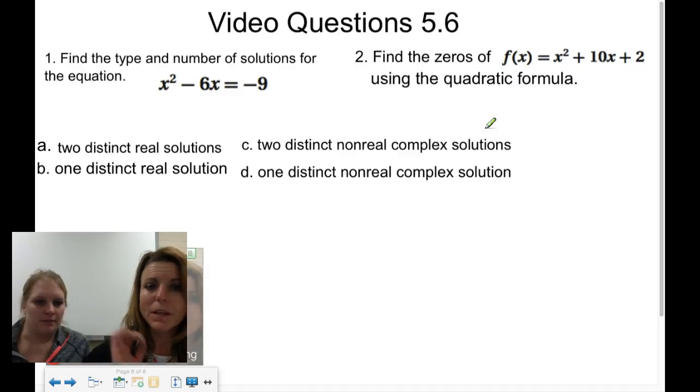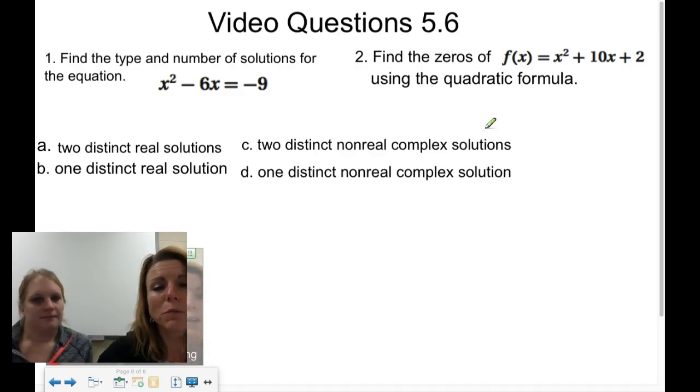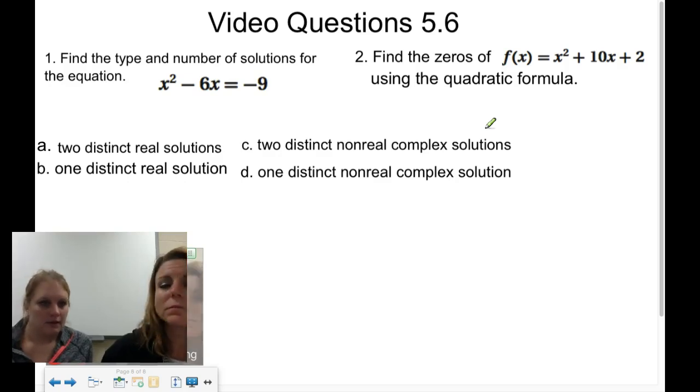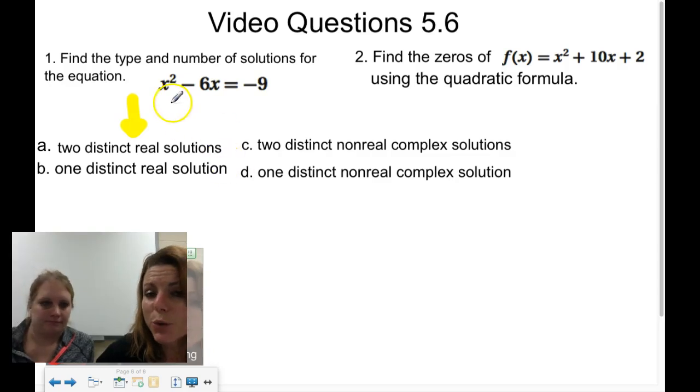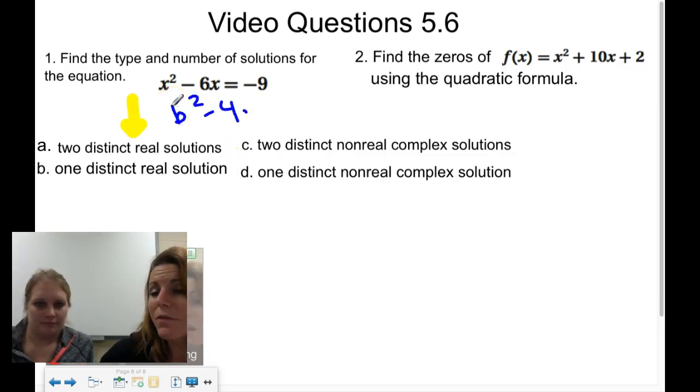All right. Your 2 video questions are, number 1, find the type and number of solutions for the equation. Your answers are down here, A, B, C, or D. And remember, you're going to use B squared minus 4AC. And number 2, find the zeros of that quadratic function using the quadratic formula.